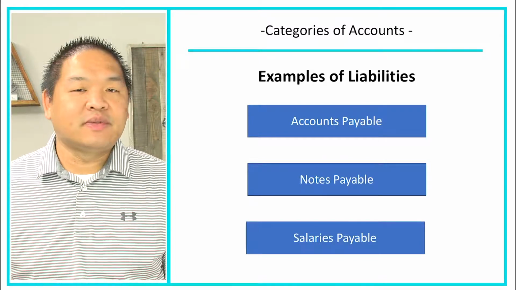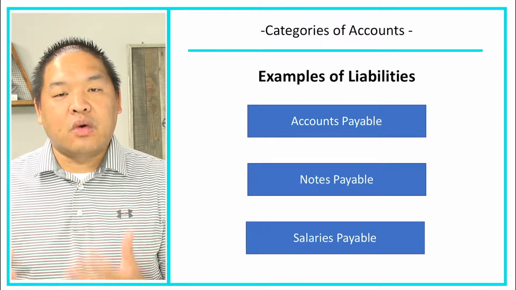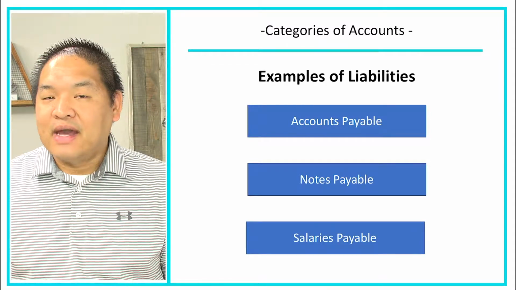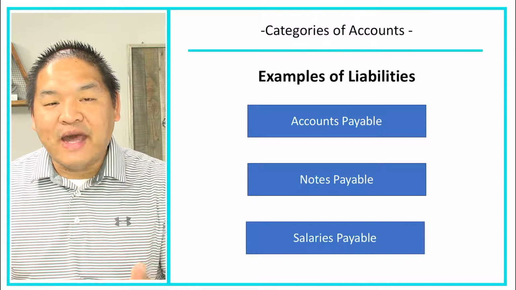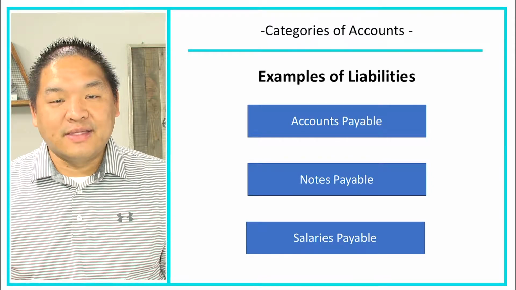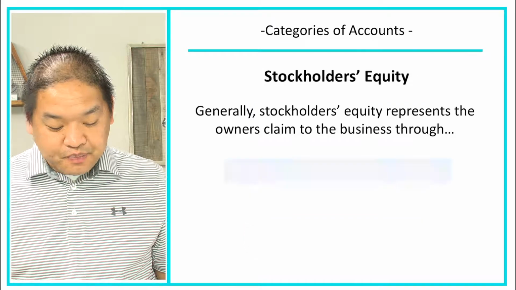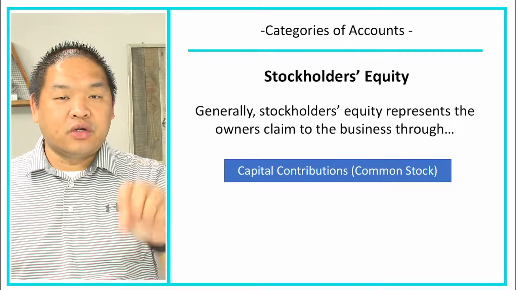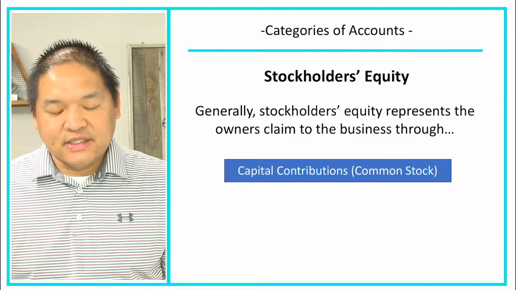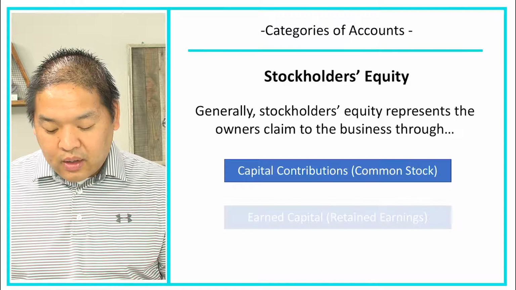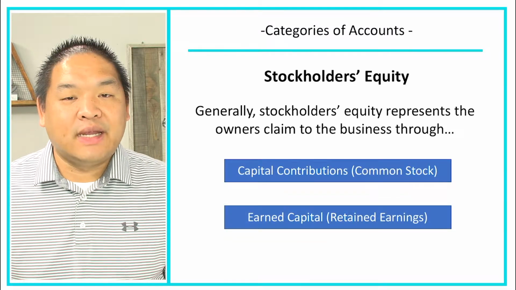So those are examples of liabilities. Like I said, we'll go through these more in depth later on, but we just want you to get a high level understanding of examples of liabilities. We don't call them credit card debt. We might actually call them loans, but we don't usually call them credit card debt. All right, moving on. Stockholders equity. So generally, stockholders equity represents an owner's claim to the business through either capital contributions, we call that capital stock, or through earned capital, retained earnings.